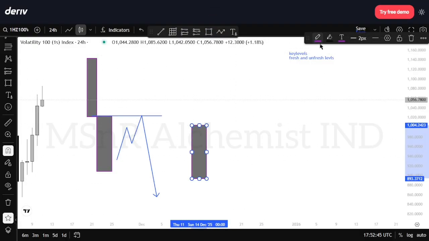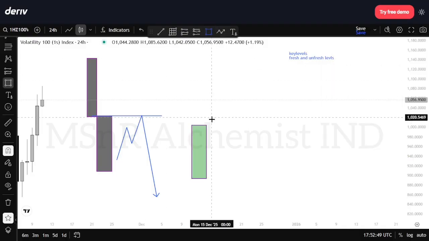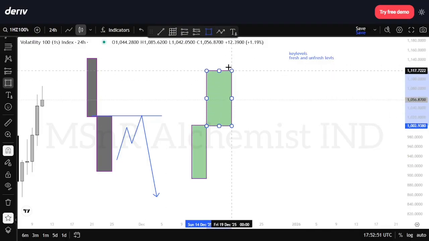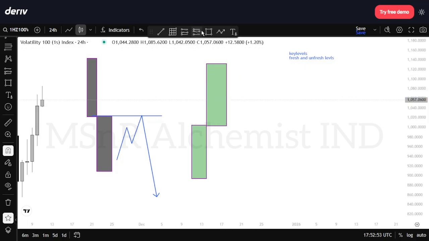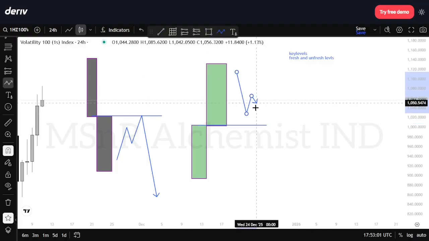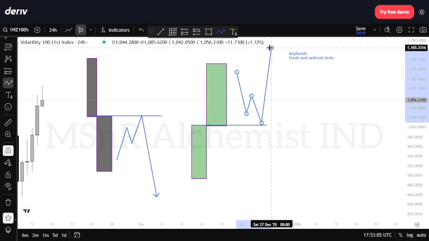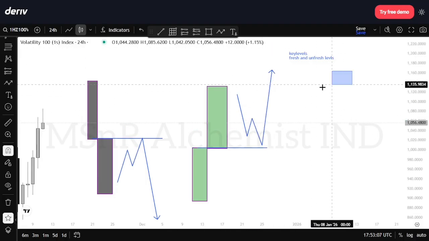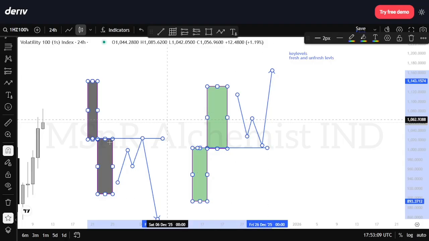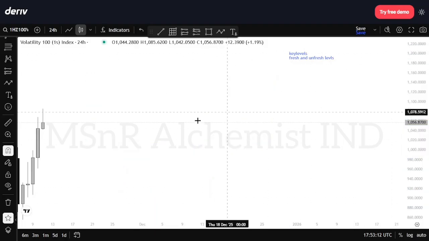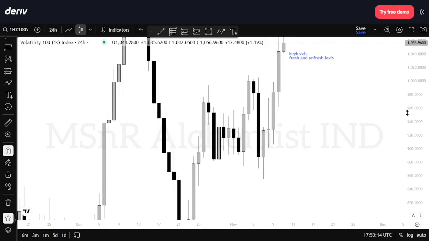Now the same goes for buying. If two consecutive buying candles form, the closing of the first candle, this is an opening, this is a closing, the closing of the first candle becomes the support. When the market reaches here and all the criteria are fulfilled, you might get a buy from here. So I think these opening closing levels are clear to you. Let me show you some examples.